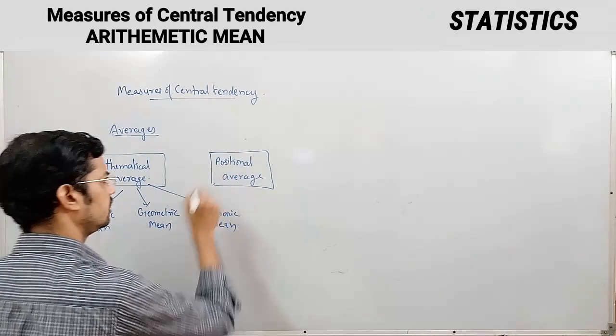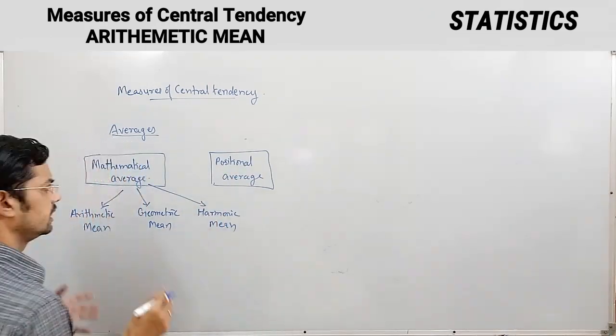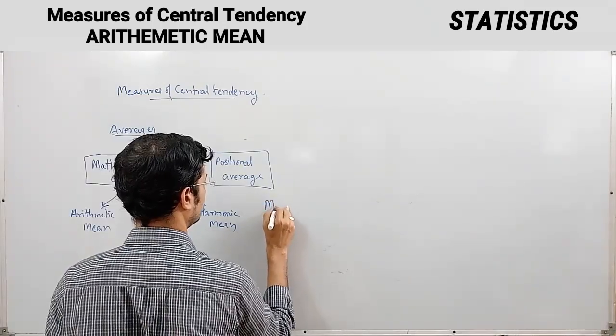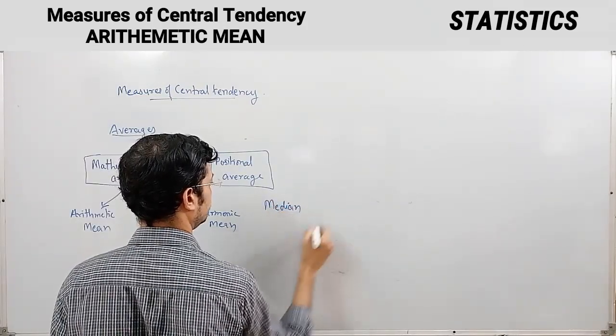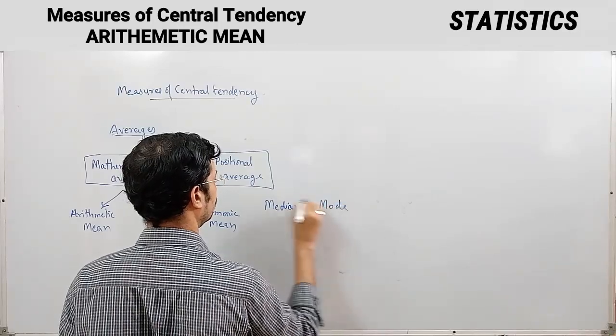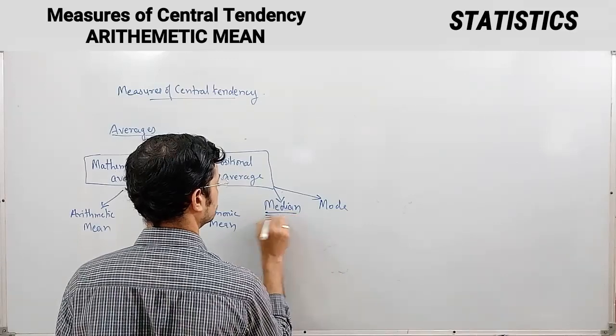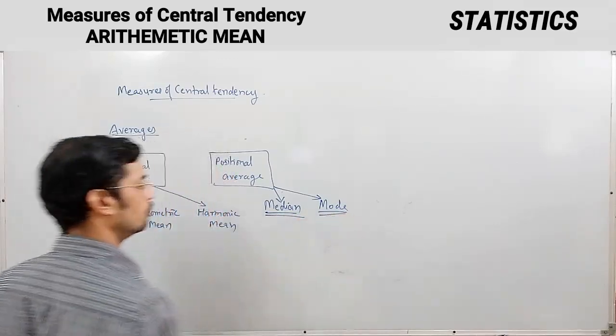Now, what are the different types of positional averages? There are two types of positional averages. First one is median and we have mode. First one is median, second one is mode.